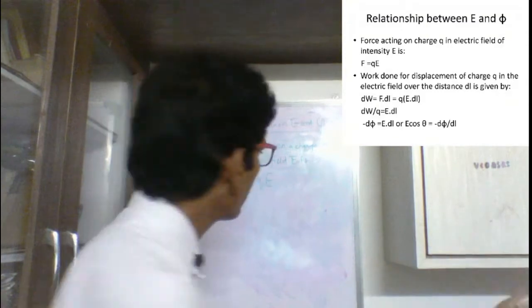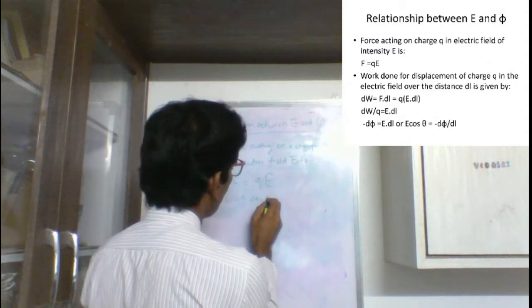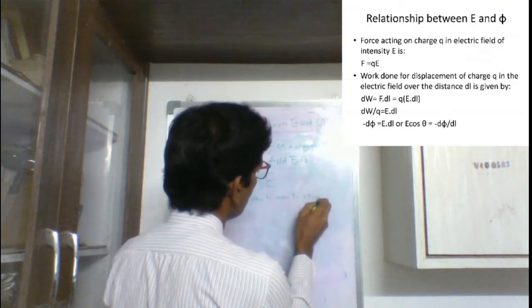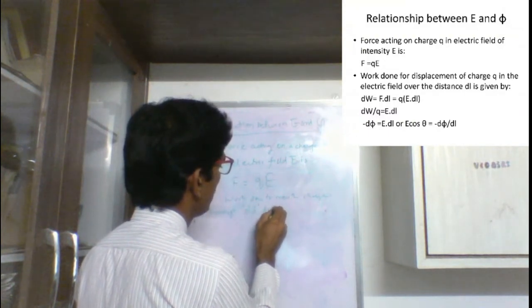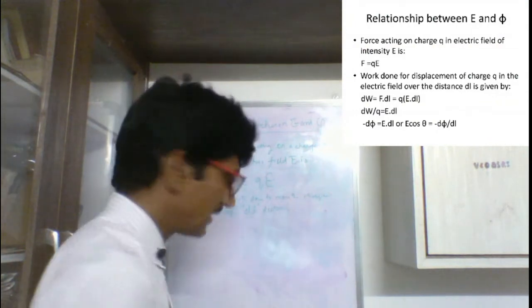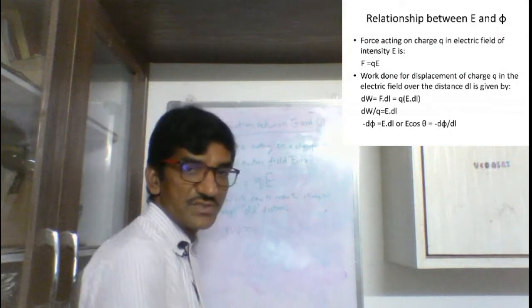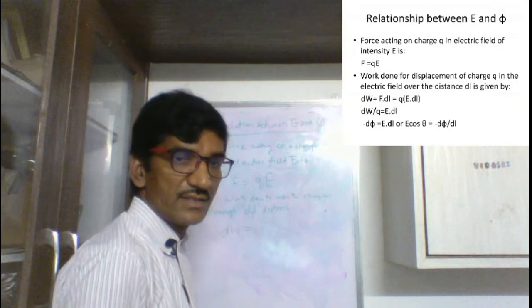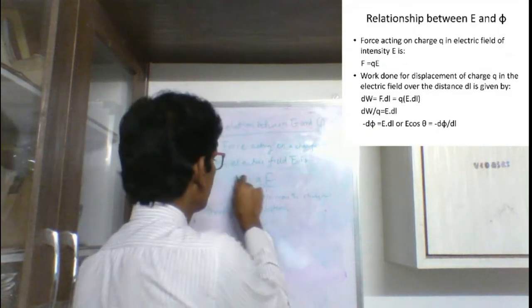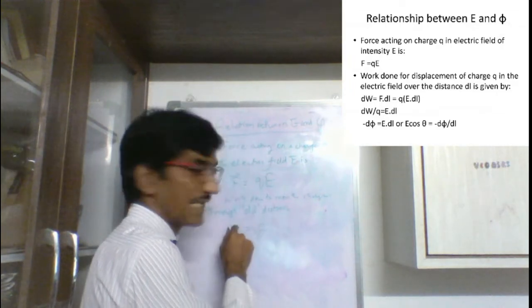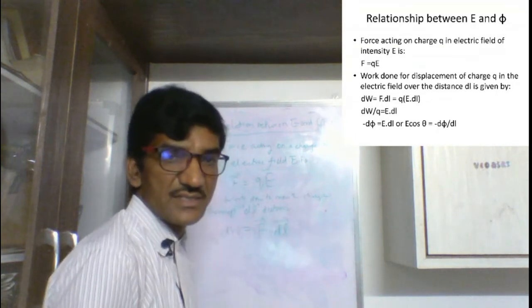First of all, let us try to find the work done to move the charge through dl distance. That is denoted as dw. dw is equal to F dot S. This is vector F, vector E. F dot S, where the distance is dl.